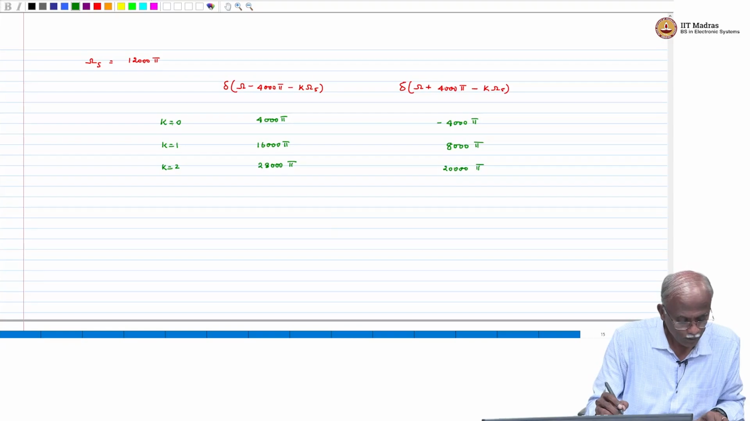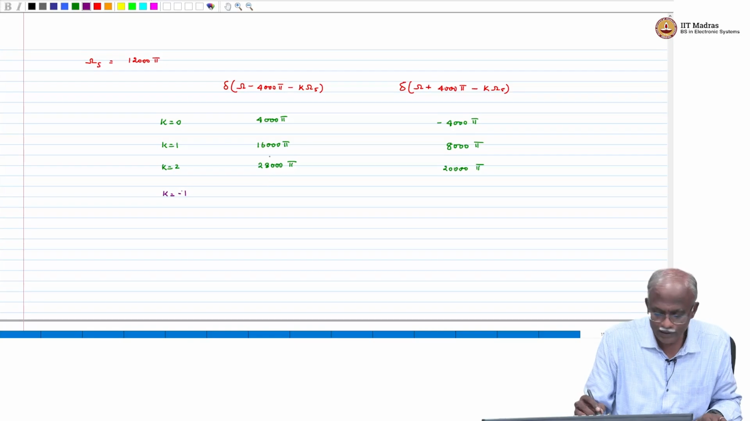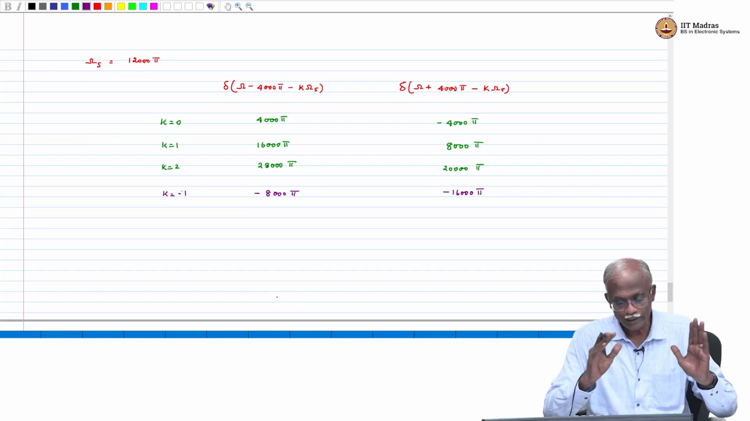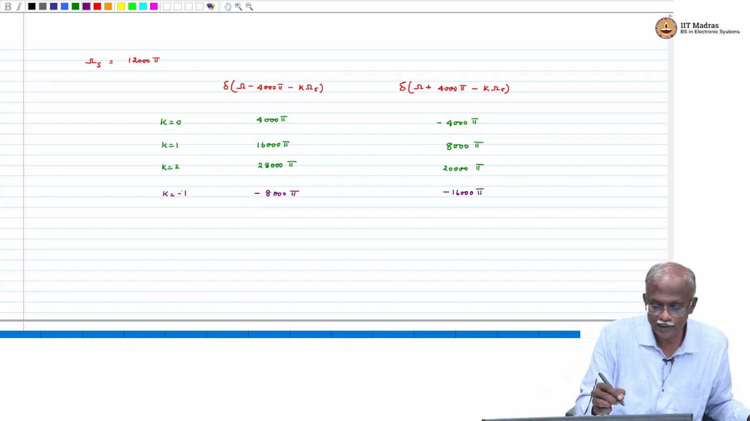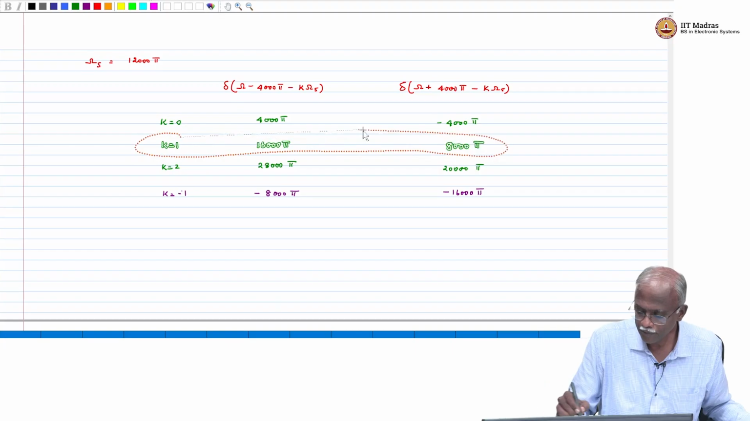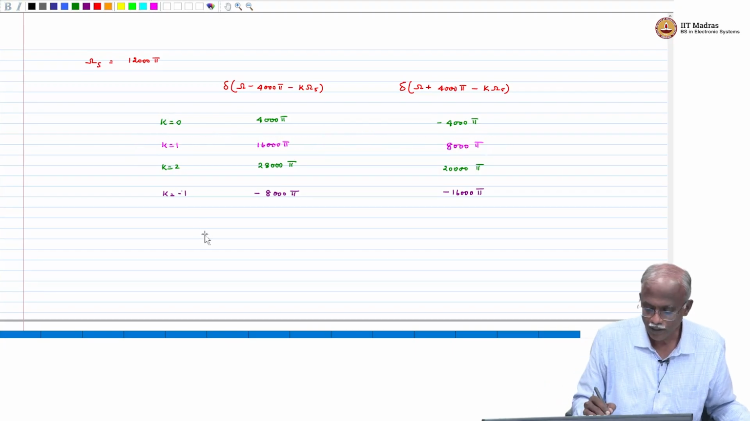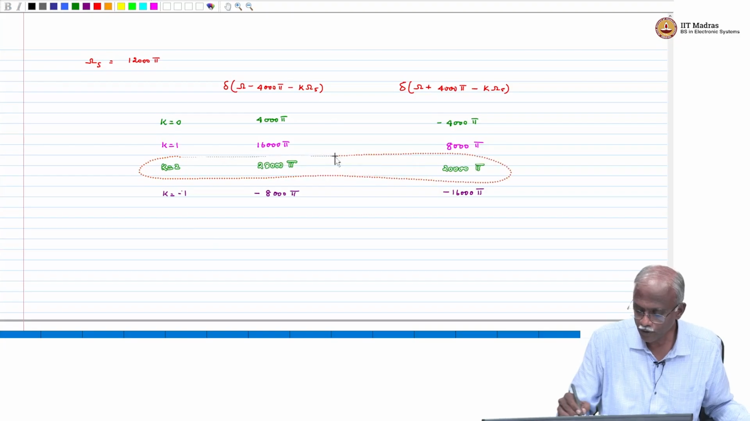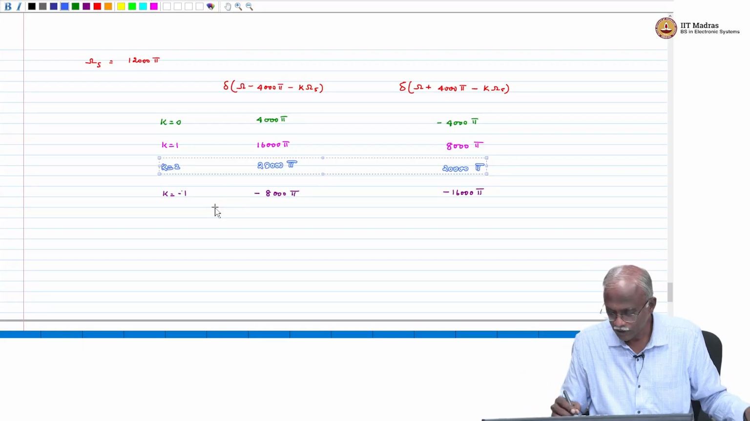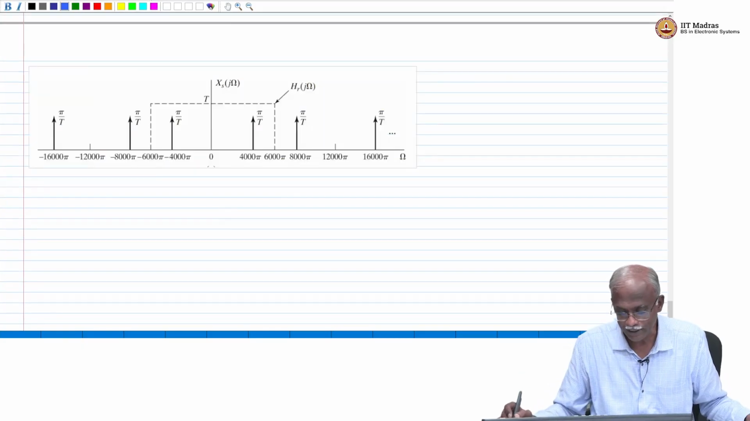Okay. And let us take one last example, k equal to minus 1, then what happens? This goes to minus 8,000 pi, this goes to minus 16,000 pi. Okay. So, you can see how these, so let us say that we will color code k equal to 1, we will color code with pink, okay. K equal to 2, we will color code with blue, and k equal to -1, we will color code with this one. Okay. So let us look at how the spectrum looks like.